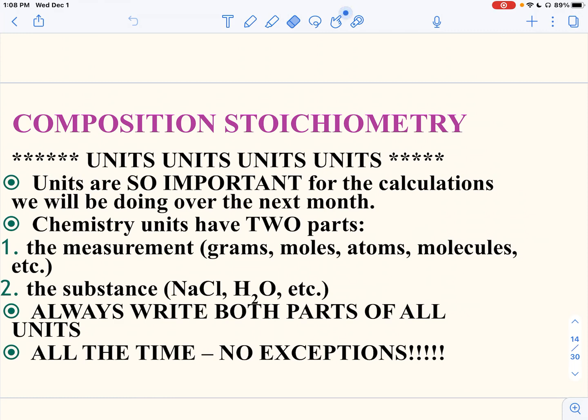Now in unit 3, what we're doing now with composition stoich, it is not going to be very imperative that you have both of your units. You will not get confused if you forget. However, I do require that you do it because when we get to unit 4, if you're in the habit of always having your substance, it makes it a lot easier when we get to those more difficult problems. Okay, so always write both parts of your units, no exceptions.